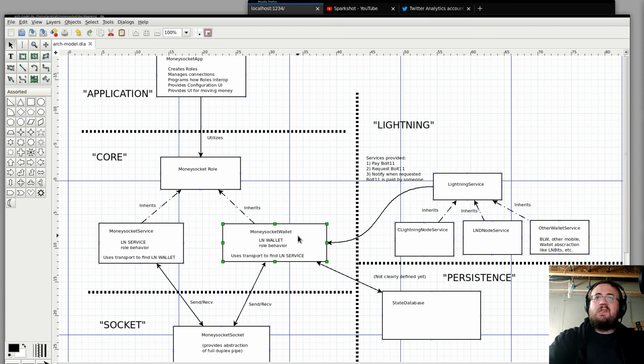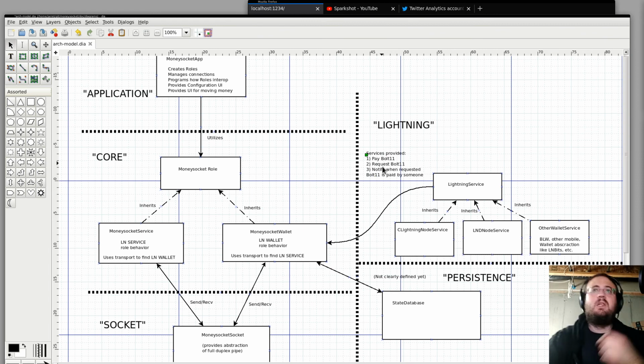Likewise, on the wallet side, there's no reason to tie it into one particular wallet, so I provided an example for CLightning and LND. It's really no big deal that both nodes provide what we need. So that in a nutshell is the ability to pay a Bolt 11, to request a Bolt 11 for somebody else to pay, but then also the service of when somebody else has paid that Bolt 11, there has to be a notification coming back to the wallet to say, hey, somebody else paid this Bolt 11, you need to update and adjust. So those are the basic services we need.